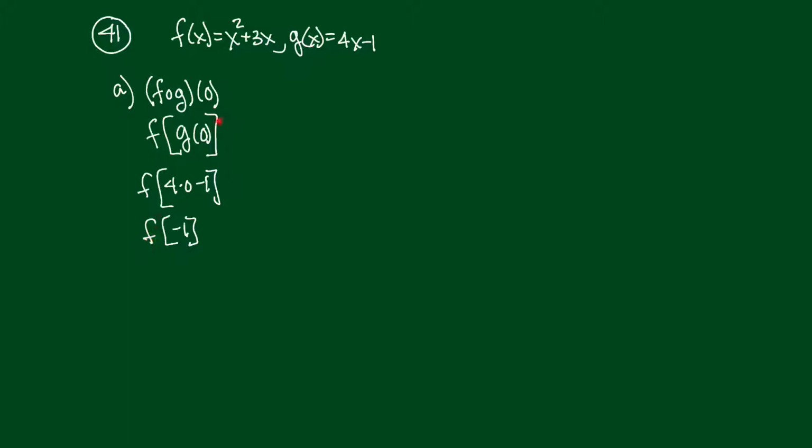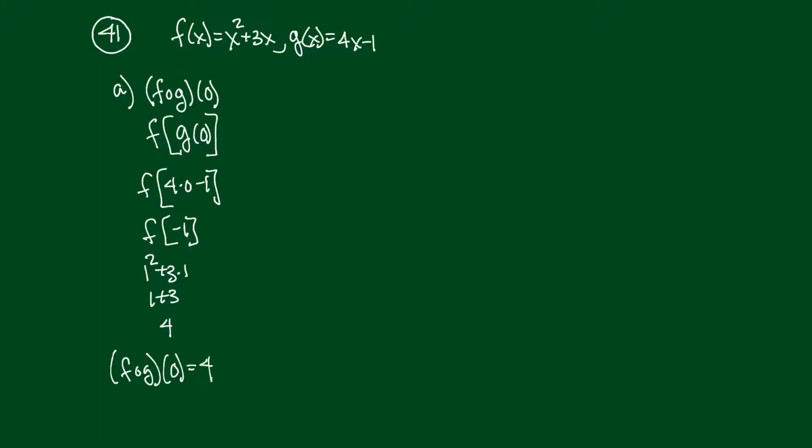So go locate f. Here it is. Everywhere you see an x, replace that x with a negative 1. So we're looking at negative 1 squared plus 3 times negative 1. So we get, what, 1 minus 3? So we end up with negative 2. So we are saying that f circle g of 0 is negative 2.